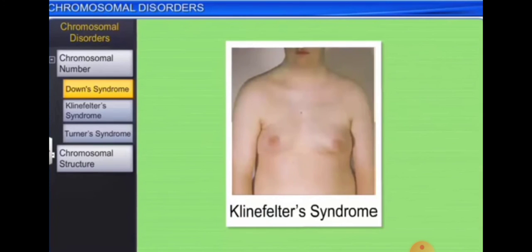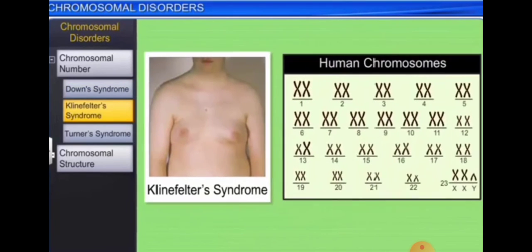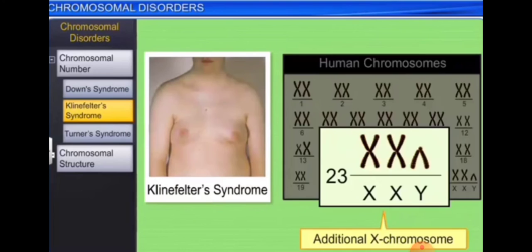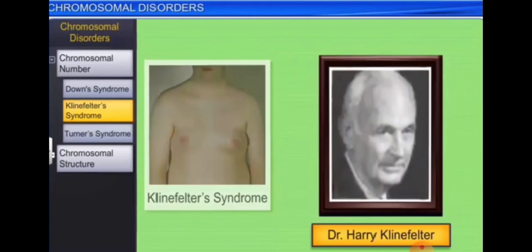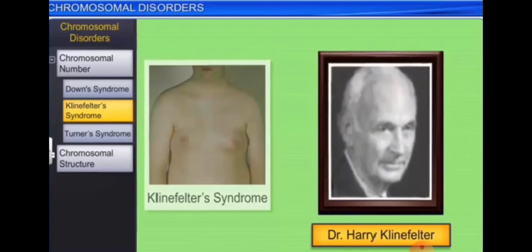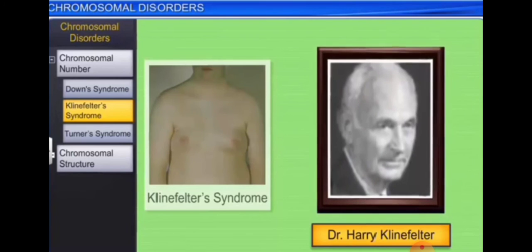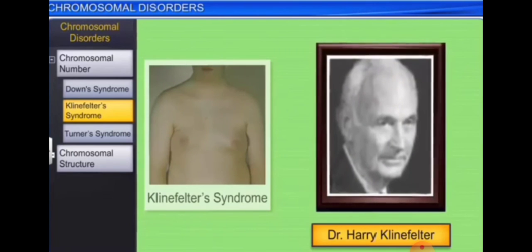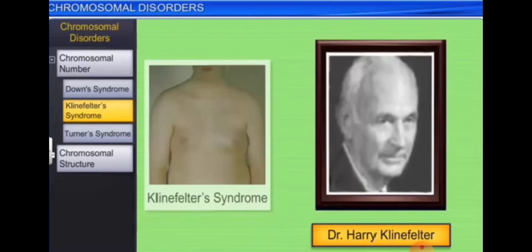Another disorder caused by changes in chromosome number is Klinefelter syndrome. It is a condition where males have an additional X chromosome, which results in the karyotype of 47, that is XXY. So Klinefelter syndrome is also known as XXY syndrome, and it is named after Dr. Harry Klinefelter. He was the first person to describe this disorder.